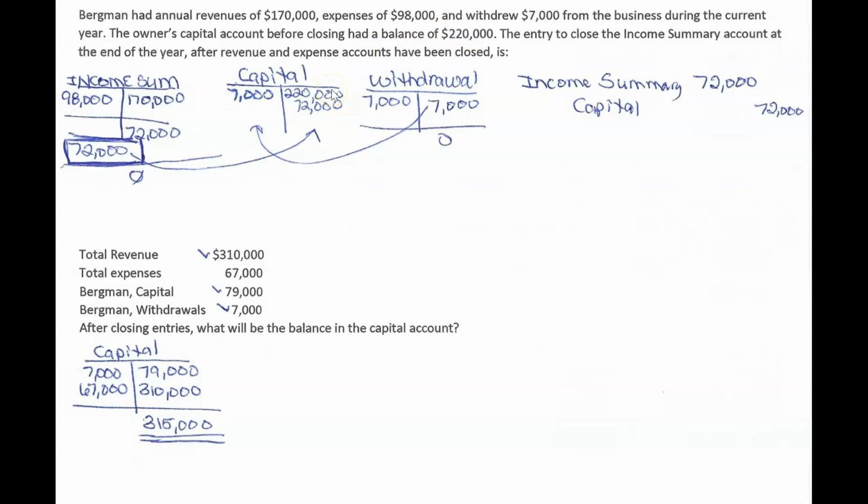The journal entry to close out income summary is to debit income summary $72,000 and credit capital $72,000. So here is the debit of income summary, and then here's the credit of the capital account. Okay, that's it for the question. But since they did give you the information for the withdrawal, let's go ahead and just practice that. You would credit the withdrawals and debit capital.